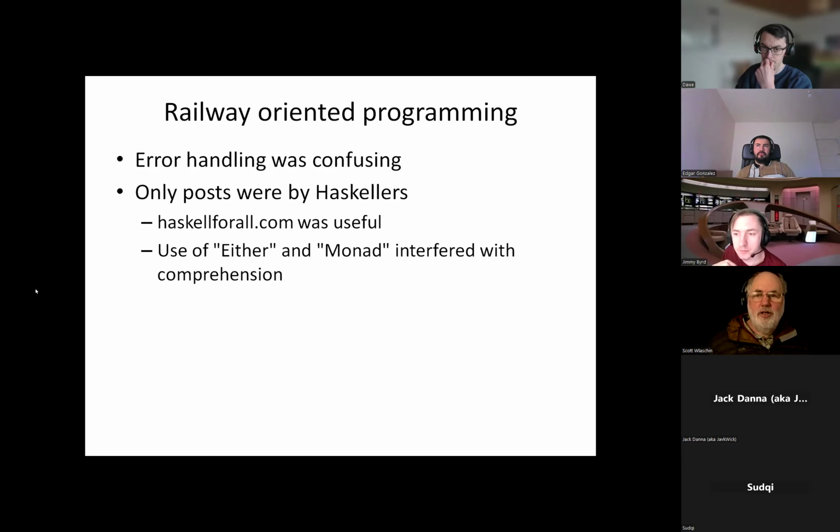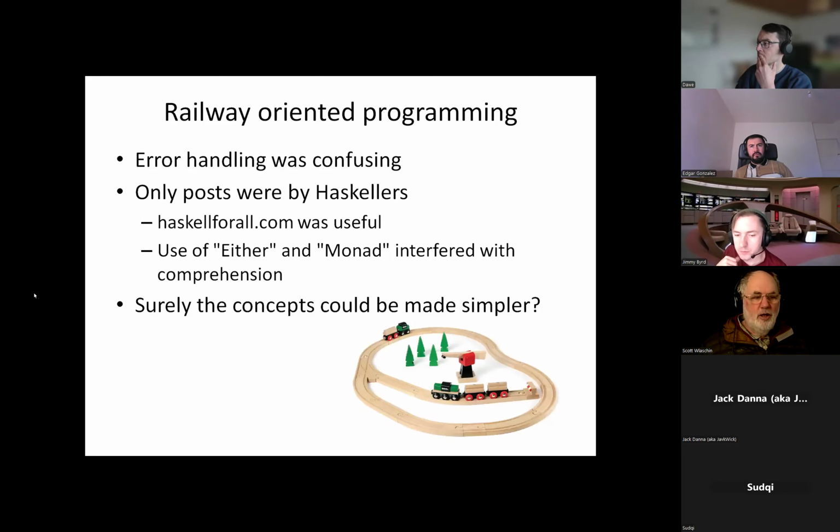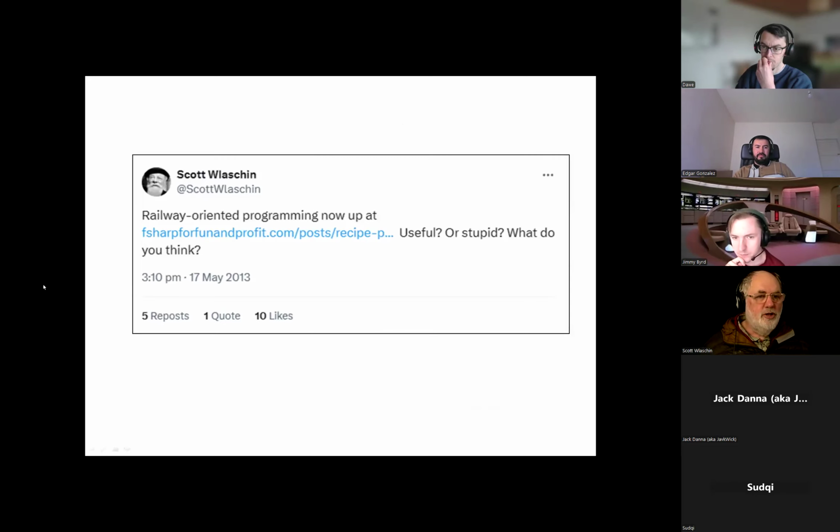Anyway, a lot of this stuff, again, they have this math envy. And so I thought, well, there has to be a better way of explaining this, right? I was looking at a toy train set, and I was thinking, well, yeah, it's just like branching on a train. I could definitely take this idea and try and explain it to people in a more simple way. So there you go. That's the history of railway-oriented programming.